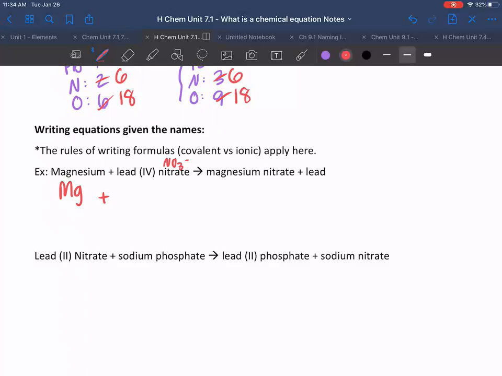No, that is the most common mistake. 4 does not indicate a quantity. 4 is the charge, okay? So if you see Roman numerals, it means the charge. That means we have a lead atom that's +4.